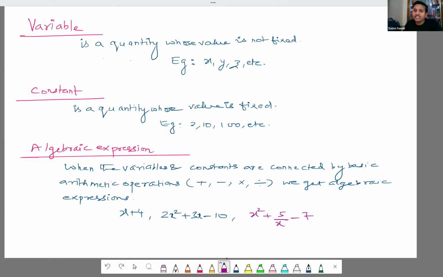So this is an expression, another expression. Next example is like 5x cube plus 2x minus 7x minus maybe 10. This is also an algebraic expression. So all these are examples of algebraic expressions. Are you all getting it, yes or no?